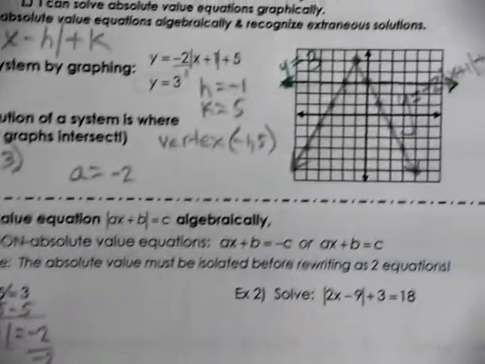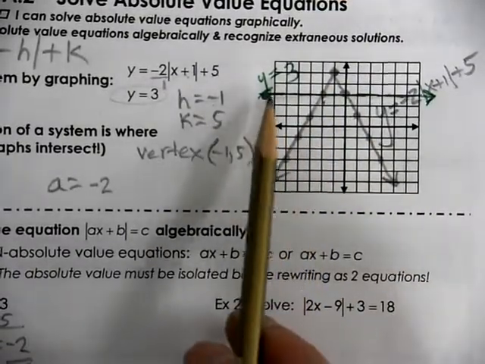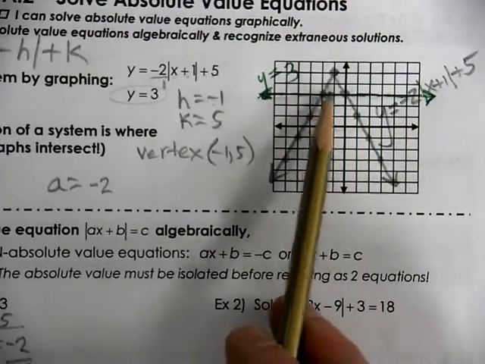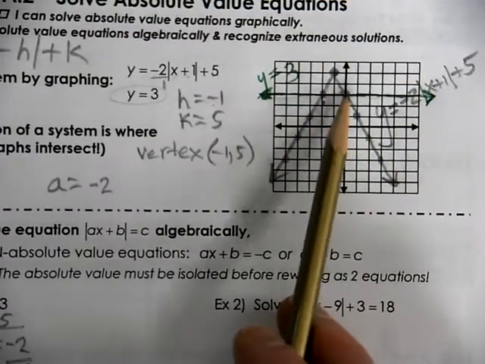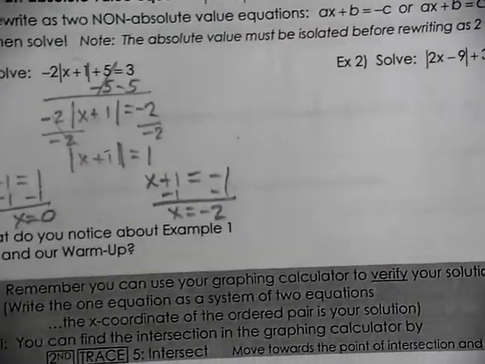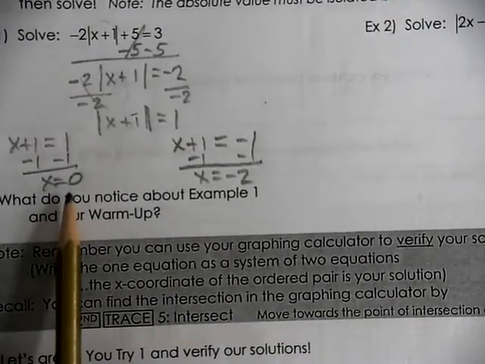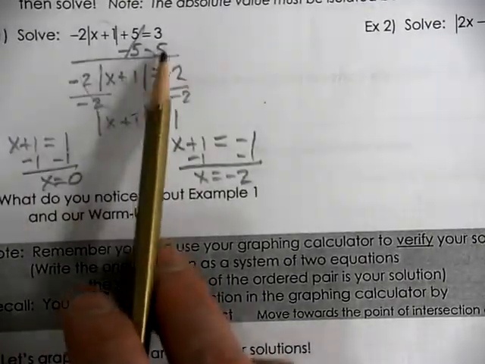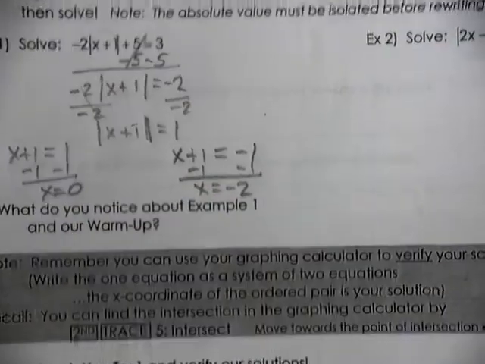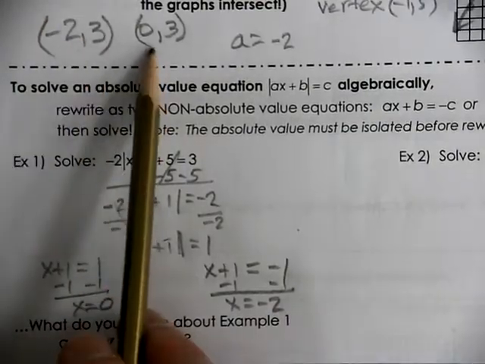And if you're confused by that, how could there possibly be two answers? You come on over and you look at the graph we just did. There's your absolute value. There's the value of 3. There's two different spots where x is that is giving you a value of 3. And those two values were also found here. When x was 0, we would have 3. And when x was -2, we would have 3. That was the same idea that we had in our solutions for the graph.